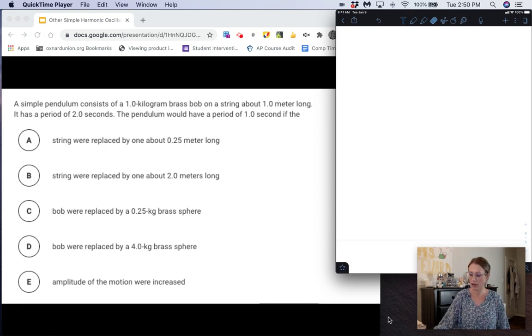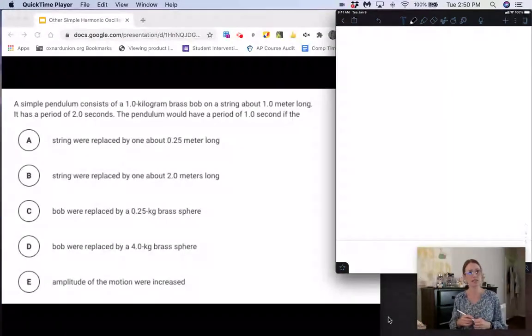This is an example of the period of a simple pendulum, and it's actually an example from the multiple choice problem set on AP Classroom. We have a simple pendulum that consists of a 1 kilogram brass bob on a string about 1 meter long and has a period of 2 seconds.